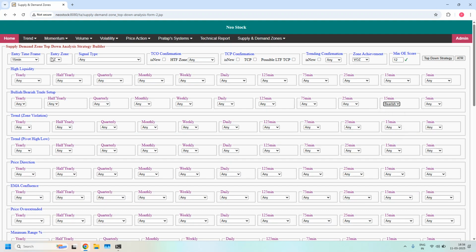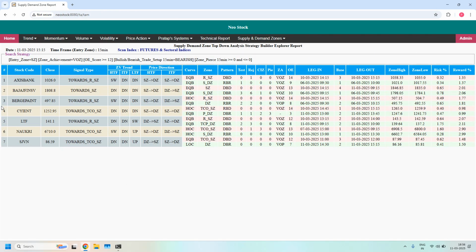So we are selecting bearish. That's why we selected 15 minute supply zone. When you select supply zone, it should support bearish trade setup. Now let me filter. See, now we got 7 stocks. So this is how such strategy helps when we make mistakes. Okay, these 7 stocks are supporting bearish trade setup for daily income trade. Now it is bearish.